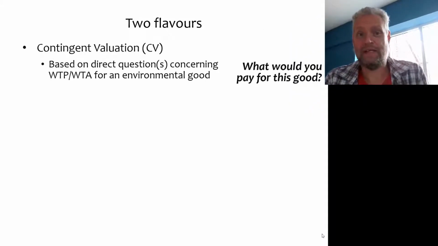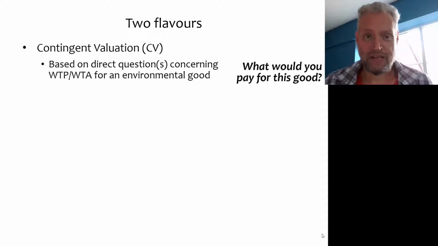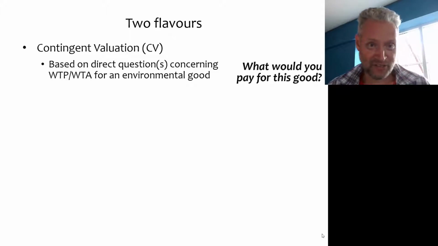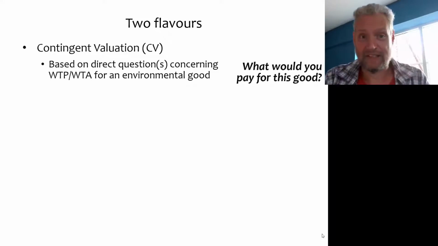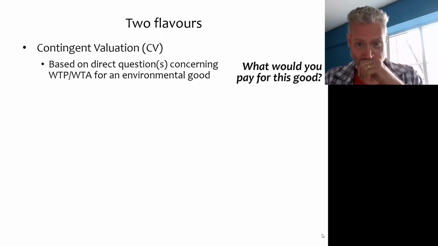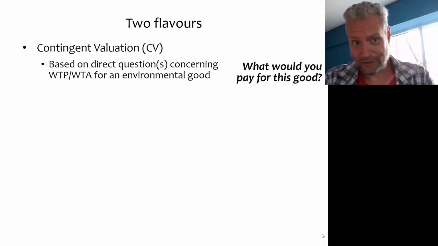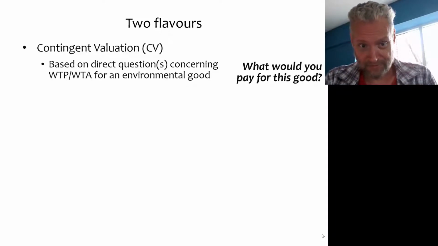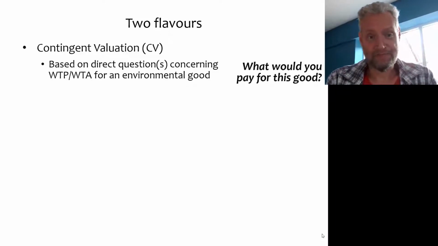There's two main flavors of stated preference methods. The contingent valuation method is the oldest. Essentially, it is a survey format. There's a direct question from the interviewer to the subject. What would you pay for this particular good or service?